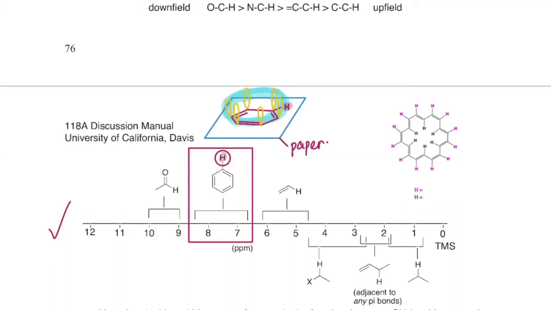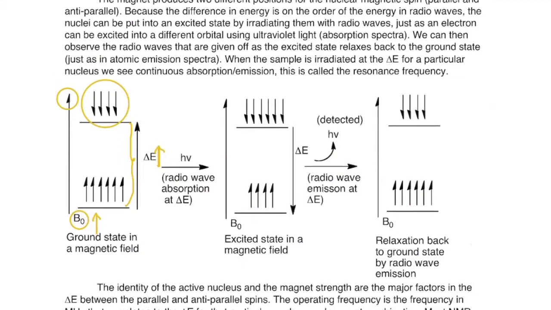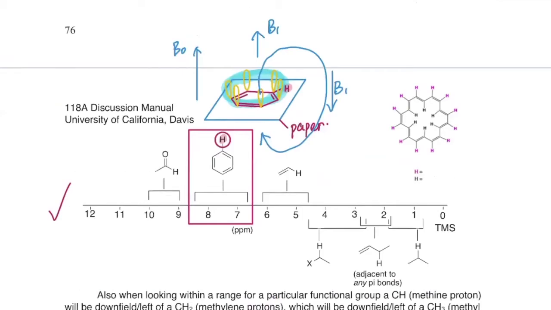Go back to our logic. What happens when you have moving electrons in your compound? It's going to generate a magnetic field. There is another extra B1 going through the electrons here. If I increase the B naught, there is going to be a higher energy gap. The extra B1 formed by the p orbitals of the benzene ring pushes the benzene hydrogens to the range of 7 to 8.